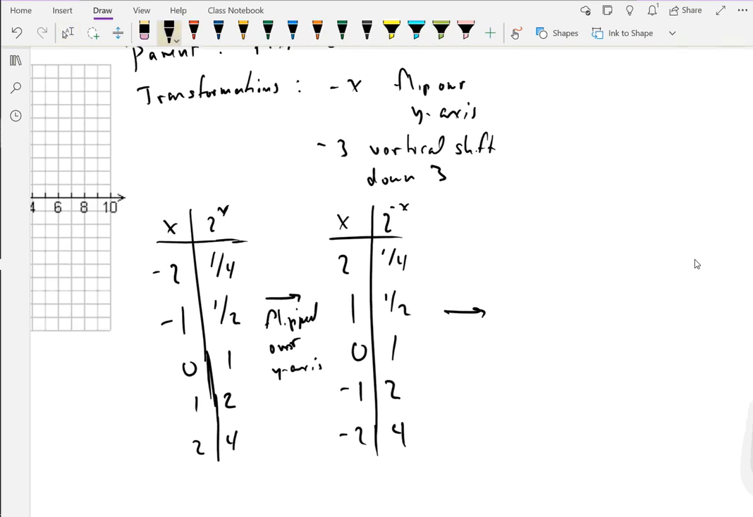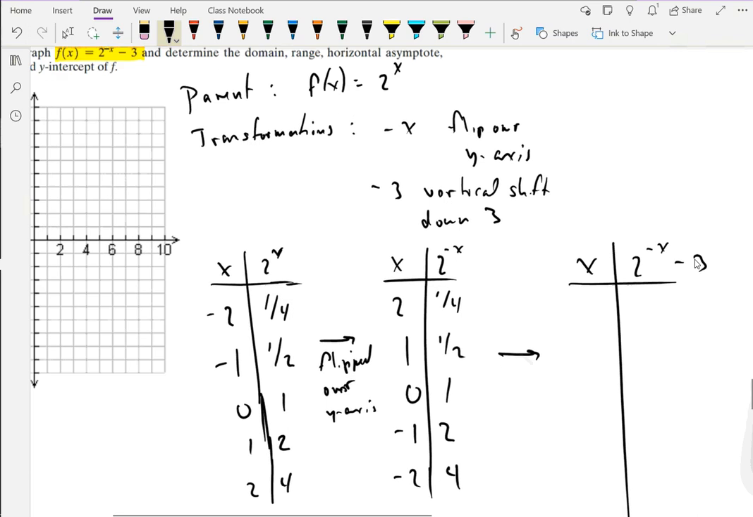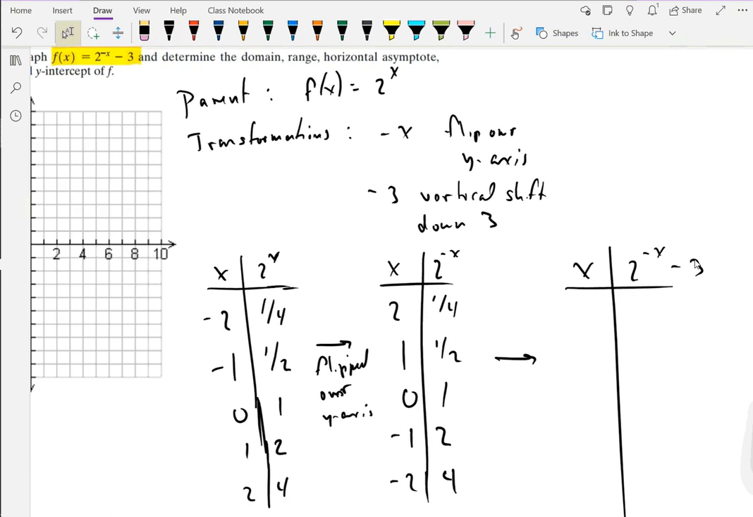And now, let's see, if we have our x values, and we have 2 to the negative x, and then we wanted our -3. Okay. Let's go back here, take a look at our function up here in the top left. Okay, so f of x is 2 to the negative x minus 3. So just 2 to the x is going to be this first set of tables. 2 to the negative x is going to reverse, and we're going to flip over our y-axis. So the x values switch signs, the y values stay the same.